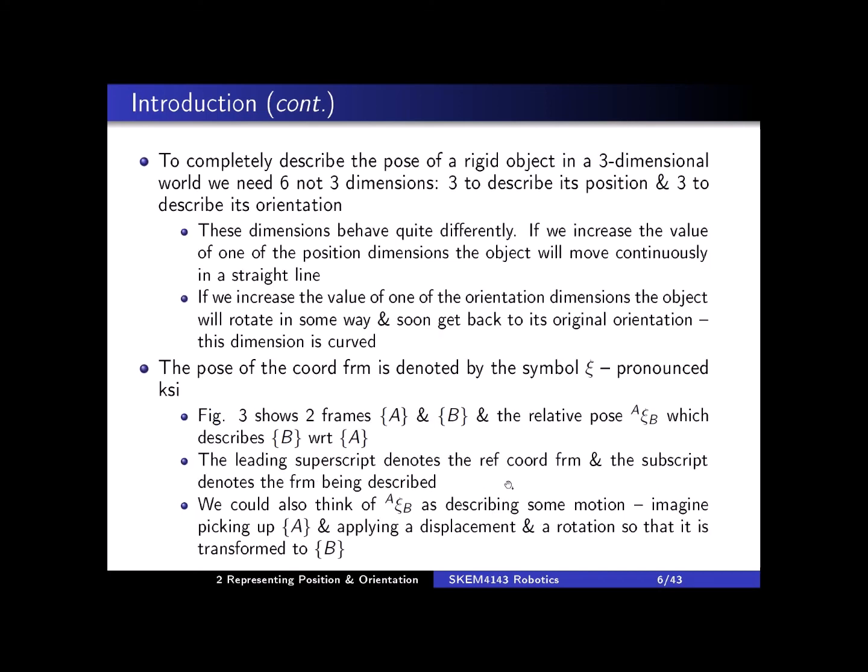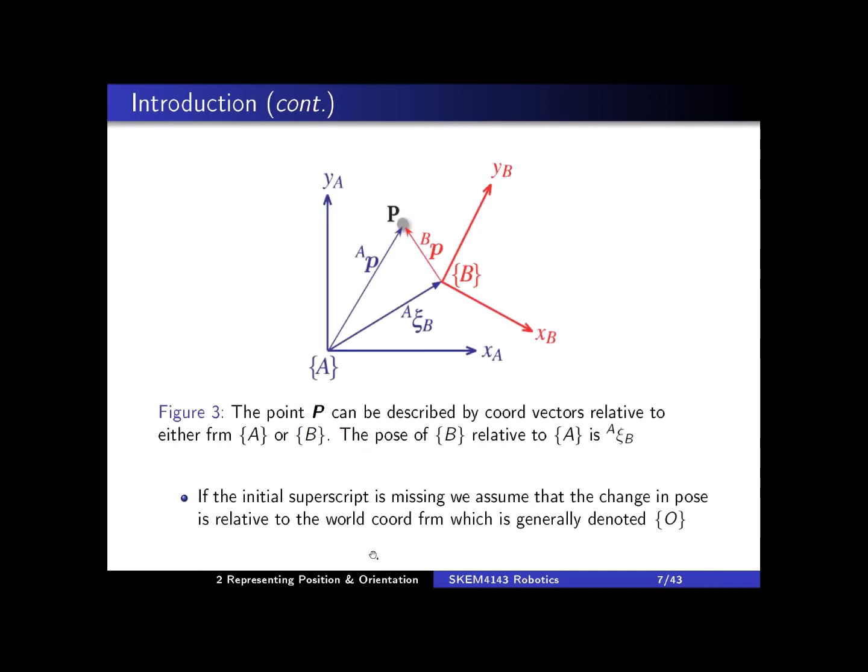So I've explained this. We can also think of ξ^A_B as describing some motion. Imagine picking up A and applying a displacement and a rotation so that it is transformed to B. So one way of looking at this ξ^A_B is just the position and orientation of a coordinate frame with respect to another, in this case, B with respect to A.